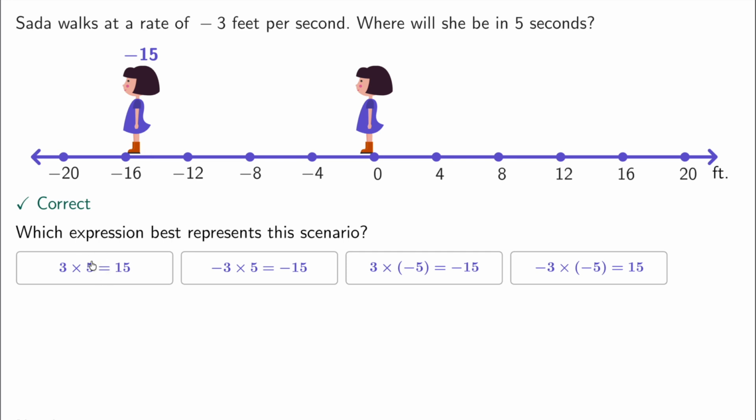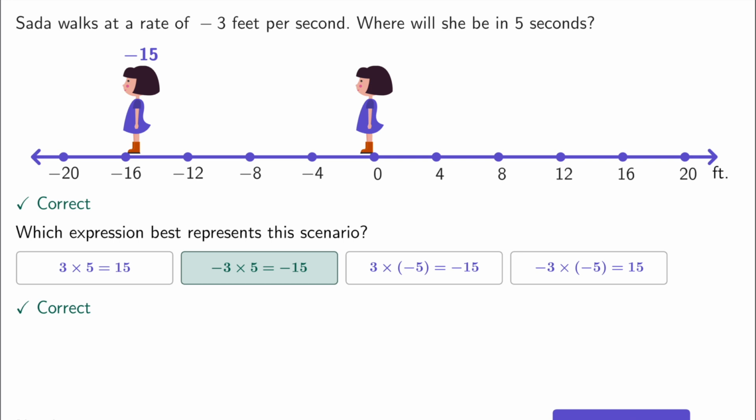The first and the last options are already eliminated. What we are left with is minus 3 into 5, that's minus 15, or 3 into minus 5, that's minus 15. See here, in the question itself, it is minus 3 feet per second. That means she is going in a negative direction. So our answer should be minus 3 into 5, that is, 5 seconds later, she will be at minus 15. So here we learned that a negative number into a positive number will give us a negative number.